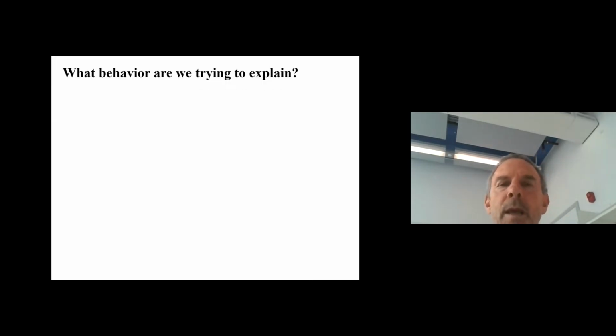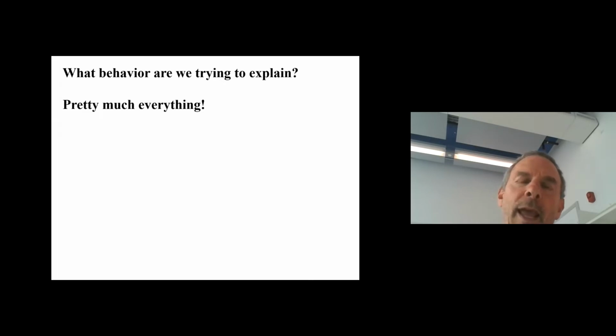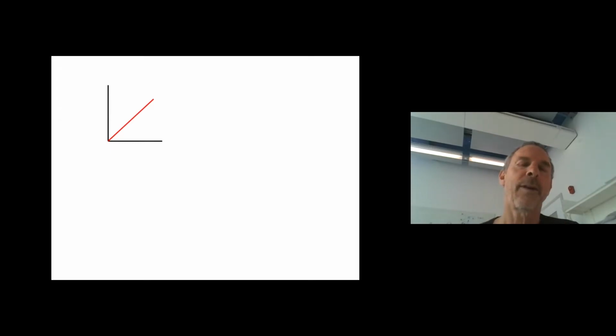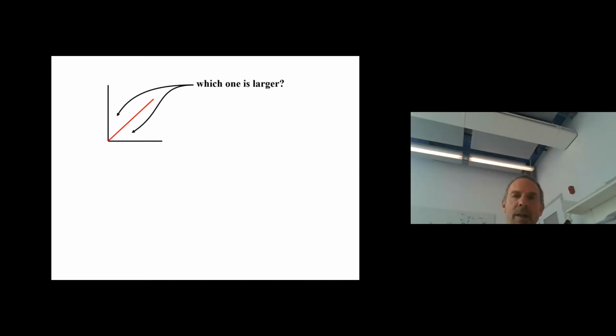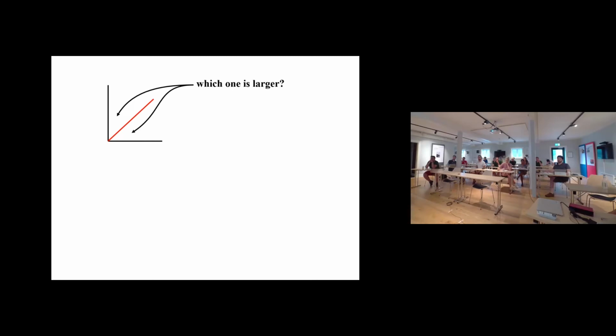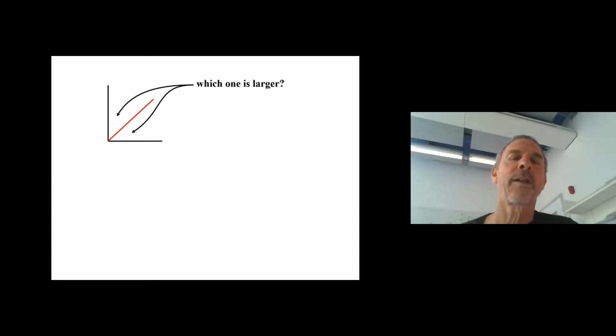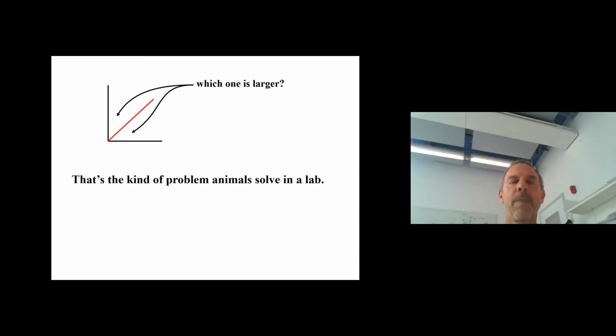Okay. So I'm going to start with what behavior we're trying to explain. And unfortunately, it's pretty much everything. But I'll give you a few examples. So here's a red line and two right angles. And the question is, which one is larger? Which is something you guys would guess on. They're pretty close, so you'll have a hard time getting it right, but you could guess.